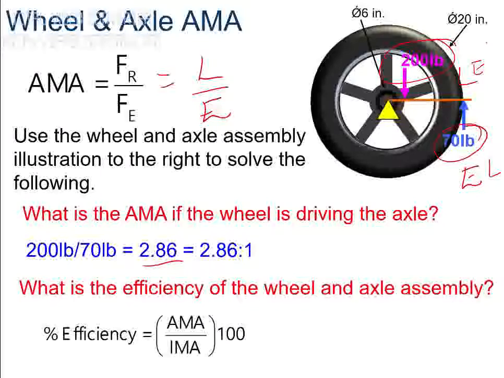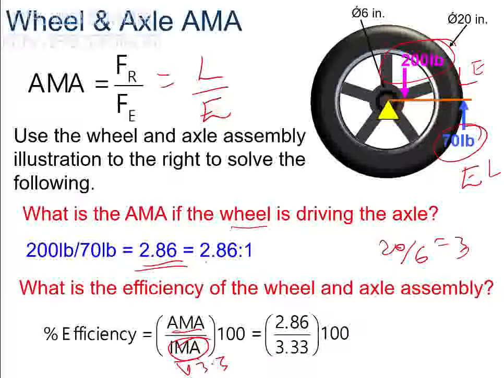Therefore, for the efficiency of the wheel and axle assembly, the actual mechanical advantage is calculated already, and the ideal mechanical advantage for the wheel driving, the wheel being the driving one, is 20 over 6, which is 3.33. You can substitute the velocity ratio as 3.33, and the actual mechanical advantage is 2.86. Therefore, 2.86 divided by 3.33 times 100%. Finally, you get 85.9%. The rest is lost.